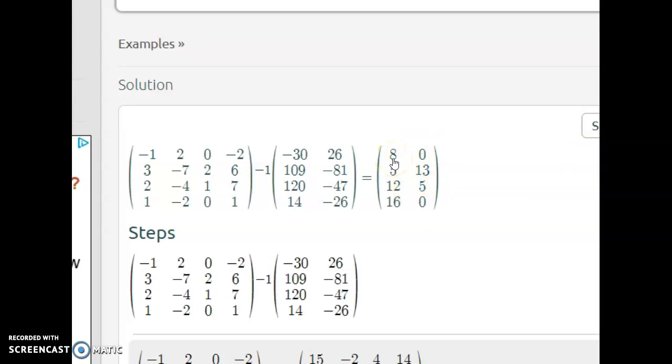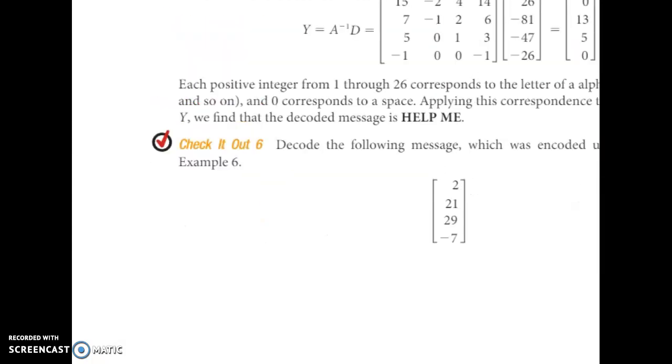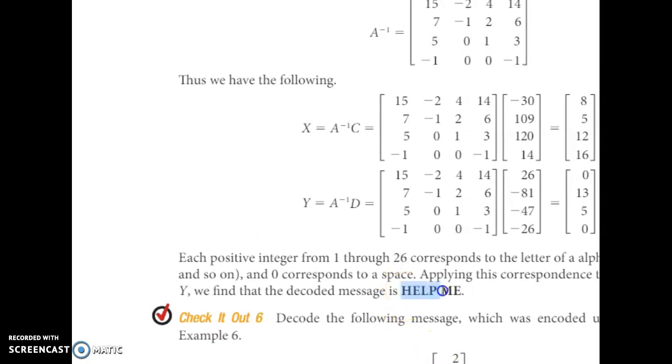But then here, I'm going to look at the alphabet. 8 is the 8th letter, so that's an H. That's the 5th letter. That's an E. 12, that's an L, middle of the alphabet, right? 16, that's a P. So this one says help. And then it's not hard to see that this one probably says me, and that's exactly what they do in example 6. Is this still example 6? And there it says help me right there.